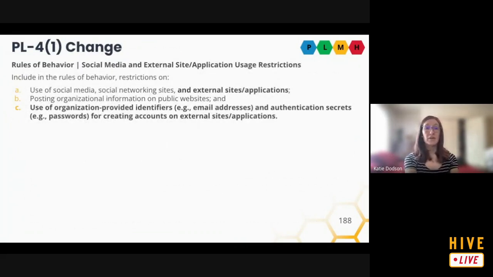PL-4.1, rules of behavior related to social media and external sites and applications. So Part A used to be specific to social media and social networking. Now it also includes external sites and applications. And Part C is new. The rules of behavior need to include restrictions on use of organization-provided identifiers, such as email addresses, and authentication secrets for creating accounts on external sites and applications. So basically covering down on not using the same password that you use for work for signing up for a subscription service somewhere else.